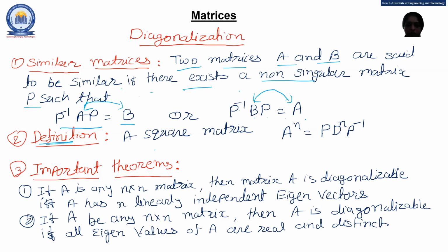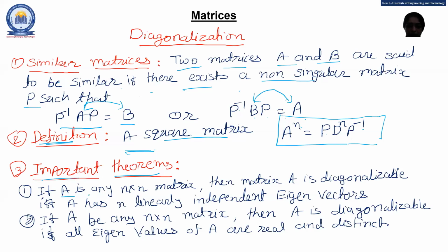Here, for a square matrix A, please remember this rule. It will help you in solving the examples. A raised to n equals P D raised to n P inverse. For any square matrix, A raised to n equals P D raised to n P inverse. And two important theorem statements are there.